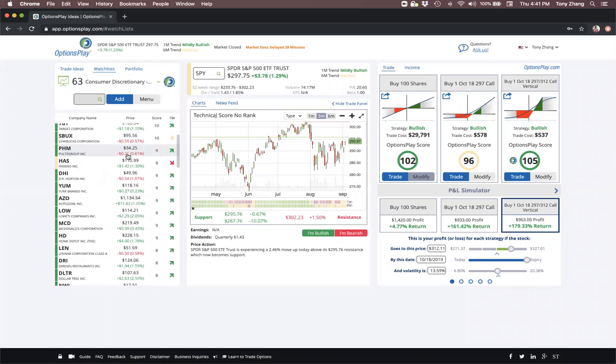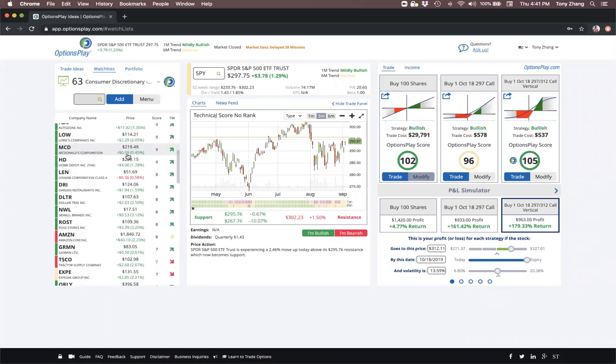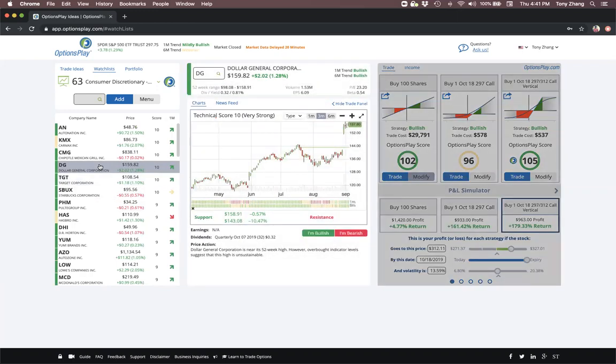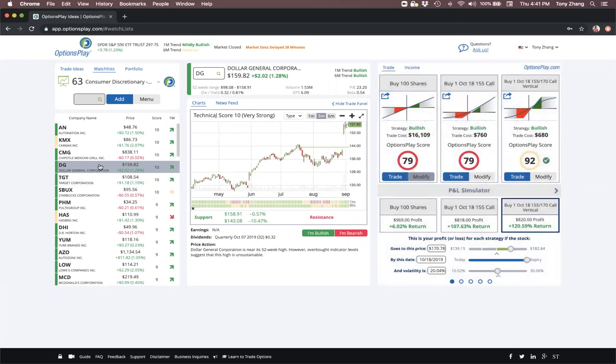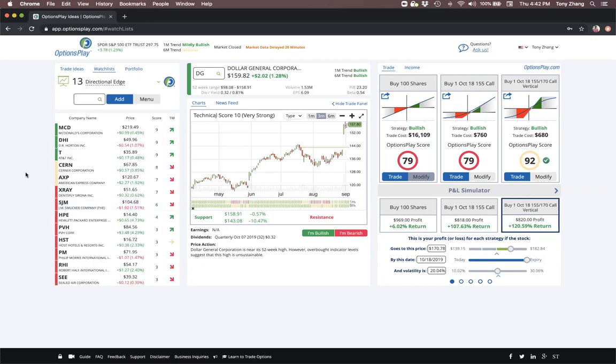And if you were in these types of names, you would have been able to find a lot of the names that have been doing really well, like Dollar General, Target, Costco. These are the stocks that have really killed it on earnings and have been extremely strong for quite a few weeks. And this is really how you can utilize this tool to quickly decipher where a stock is. So I'm going to go back to the directional names that I found here today.